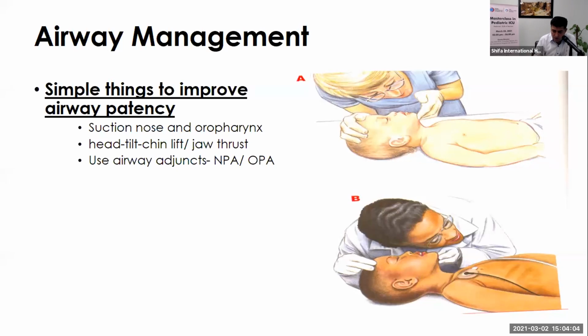The jaw thrust is actually not shown here, but you simply put both hands on the sides of the head, and you extend the lower part of the jaw. You don't move the head, because if there is a suspected trauma to the spine, then you need to follow the jaw thrust maneuver. The other things to open the airway, as you know, you cannot keep this position for a very long time. I mean, not always. So the other adjuncts are either nasopharyngeal or oropharyngeal airways.